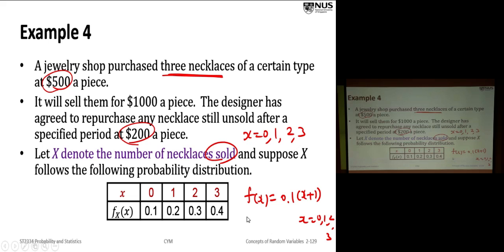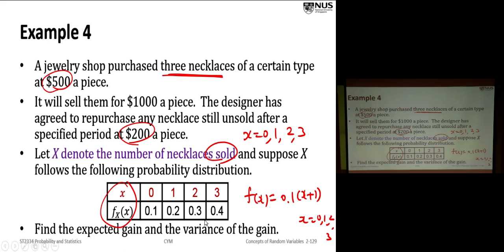So we have everything. We know the probability function, so we know everything about the behavior of this random variable x, which represents the number of necklaces sold. Now we are asked to find the expected gain and the variance of the gain. Gain is a random variable. How much you gain depends on the number of necklaces that you sold.